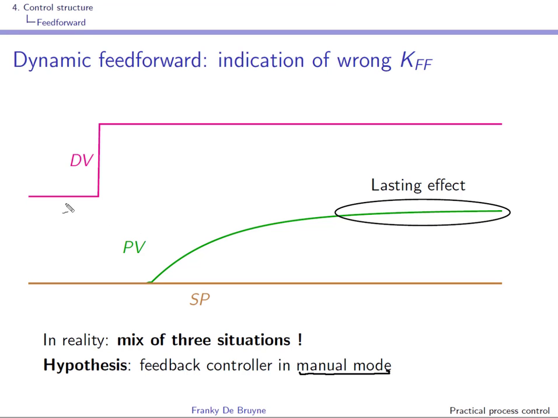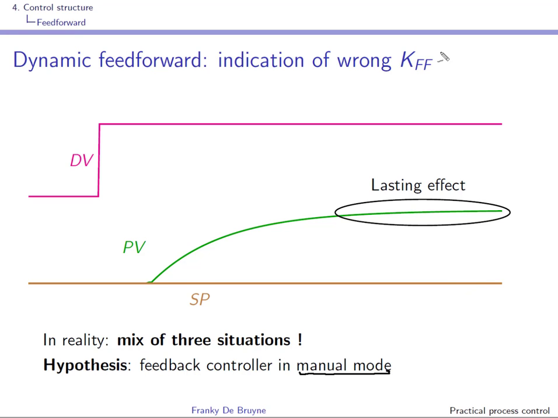So here we have a step-like disturbance, right? And we look at the influence on PV, and we can kind of see that after a while there is a lasting deviation between PV and the set point.